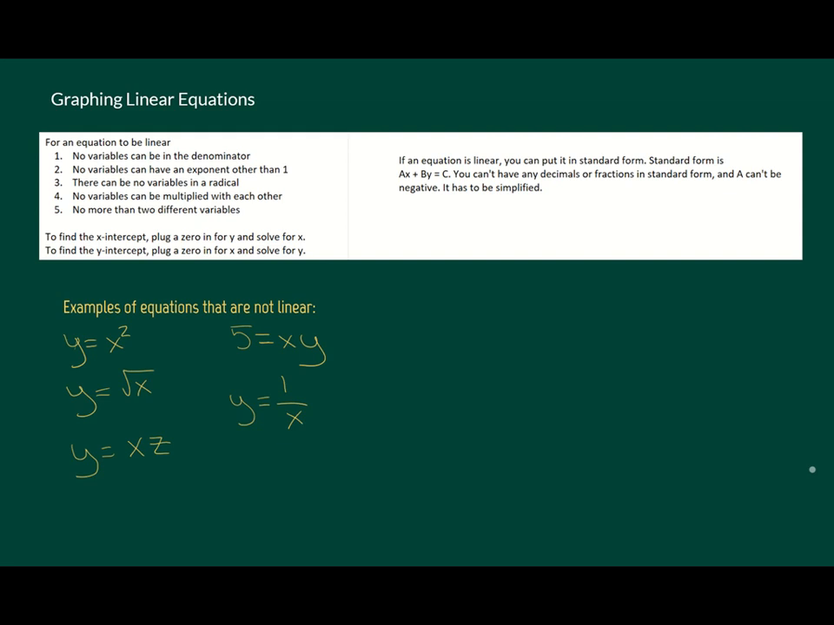If an equation is linear, you can put it in standard form. Standard form is ax plus by equals c, and there's no decimals or fractions in standard form. A cannot be negative, it has to be simplified. So if you want to pause this and read over it real quick, you can.